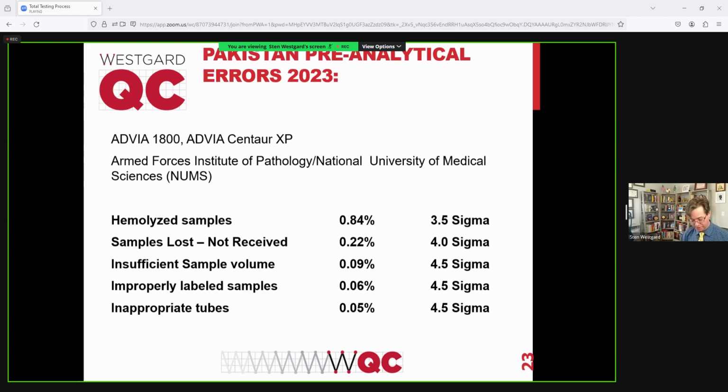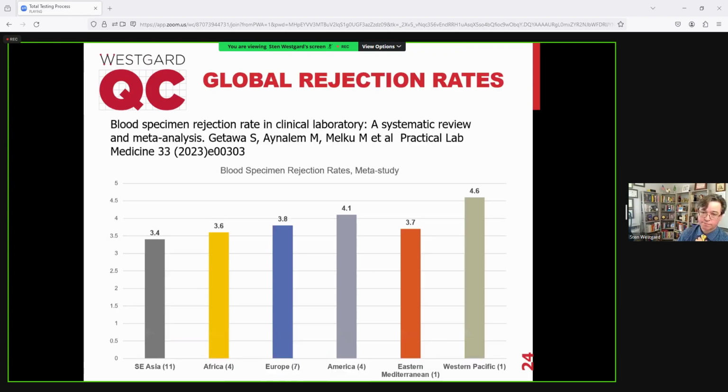Now let's return to our error rates. Here we have something from Pakistan. This is a relatively recent study. What is the biggest source of pre-analytical error for them? It's hemolyzed samples.